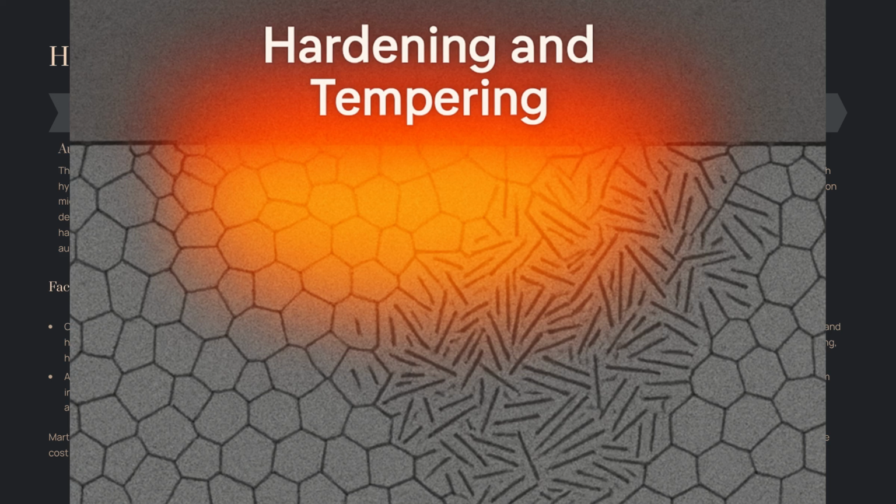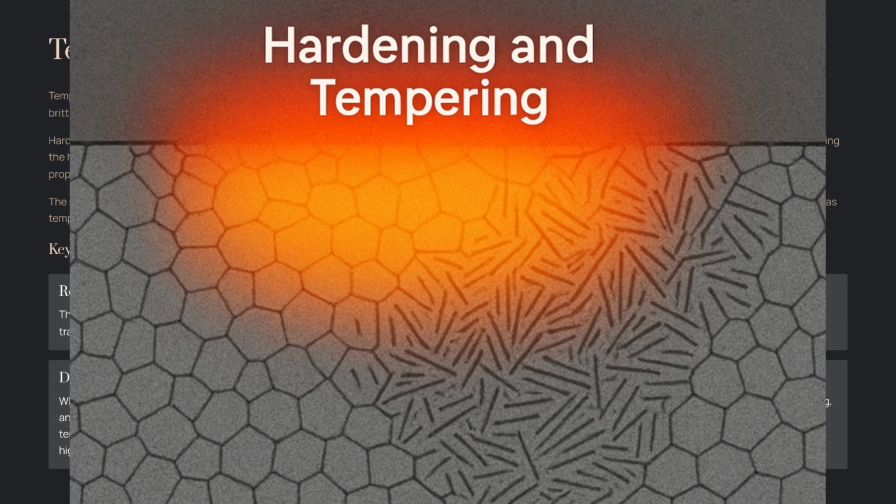Purpose: increase hardness and strength. Process: heating to austenitizing temperature followed by rapid quenching. Microstructure: primarily martensite. Effect: high hardness and strength, but increased brittleness.